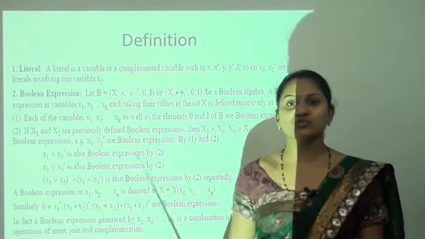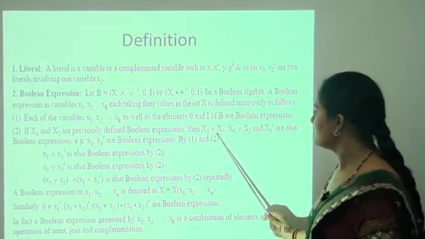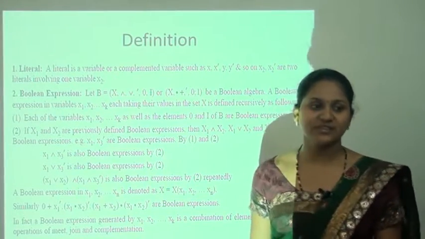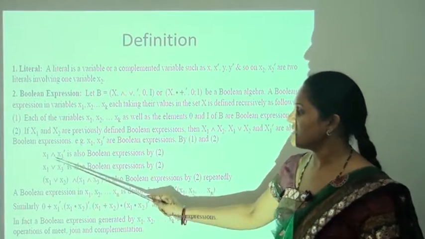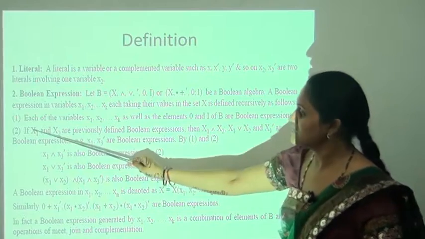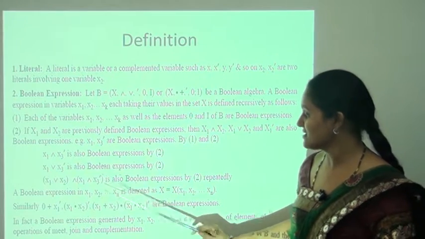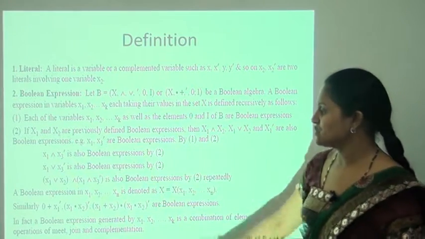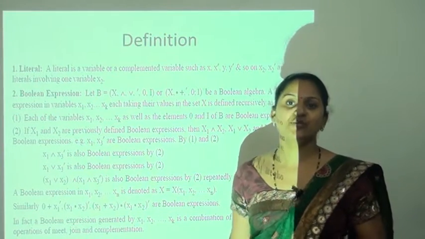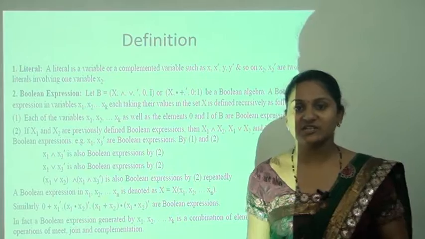It means if x1 and x2 are defined, then we say that x1 and x2, x1 or x2 are Boolean expressions. Similarly, x1 and x2-dash, x1 or x2-dash are also Boolean expressions using these two. Again, x1 or x2 and x1 and x3-dash is also a Boolean expression using these two. So here we have discussed two conditions: x1 to xn and 0, 1 are the elements that will be in the Boolean expression.